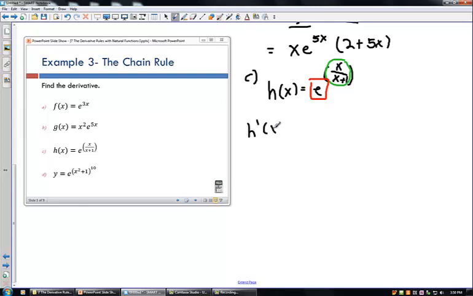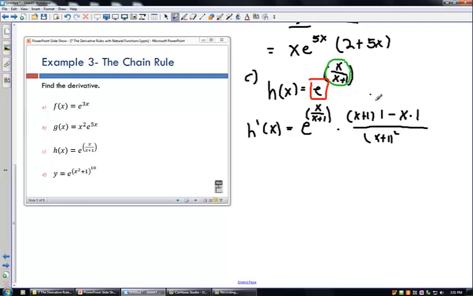And so I have h prime of x is equal to the derivative of the outside. So derivative of e is just e again, so I just copy it down, e to the x divided by x plus 1. Then times the derivative of the inside, and now this is where you use the quotient rule. So you have low d high, so low is x plus 1. D high, derivative of x is just 1, minus the high function, times derivative of the low function. Now derivative of x plus 1 is just 1, all over low squared, so x plus 1 quantity squared.